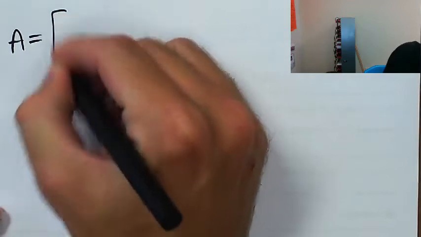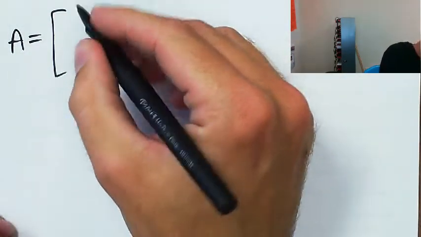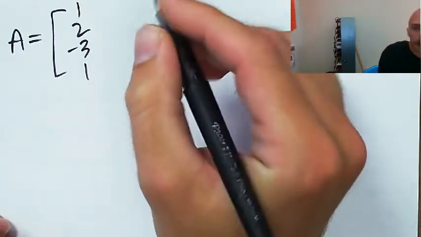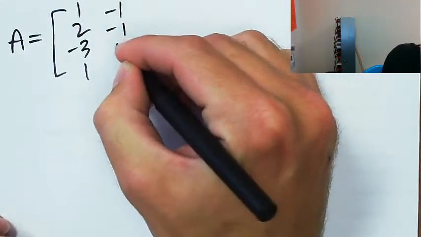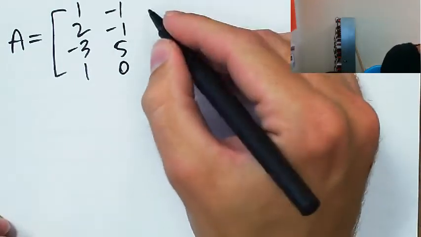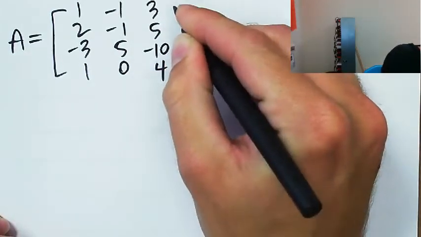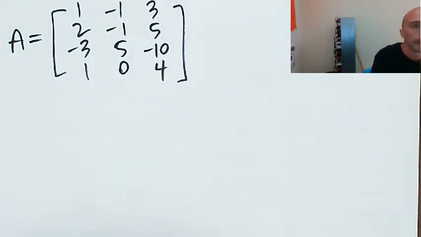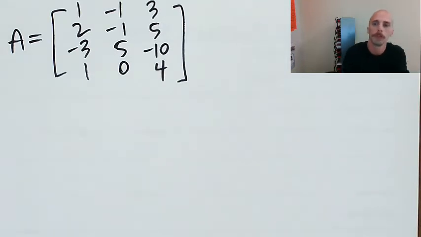We have A being this matrix that I copied while it was paused: 1, 2, negative 3, 1. Negative 1, negative 1, 5, 0. And 3, 5, negative 10, and 4. Okay, that's A, and we want to solve AX equals B, AX equals C, and AX equals D, but there's that simultaneously word lingering in there. It's like, what does that mean? But if we were going to solve AX equals B, we would augment A with B and row reduce, right? That's how we solve those systems.